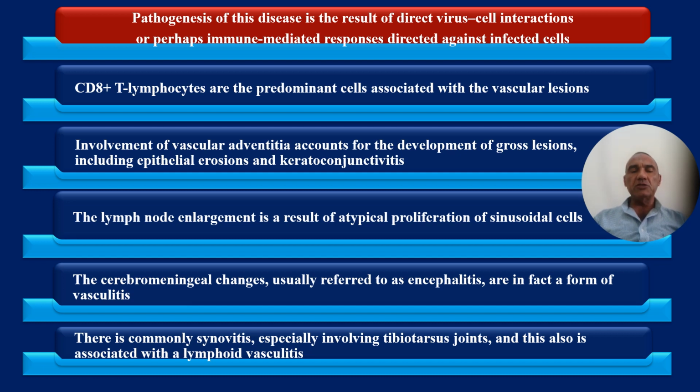The cerebromeningeal changes, usually referred to as encephalitis, are in fact a form of vasculitis, which is present in the nervous form. There is commonly synovitis, especially involving the tibiotarsal joint, and this is also associated with lymphoid vasculitis.